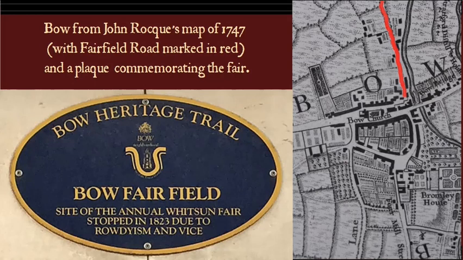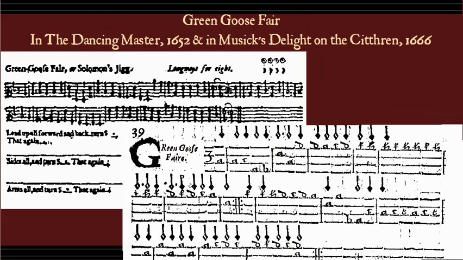Like Buckingham House, there is more than one dance with the name of Green Goose Fair. The first one can be found in The Dancing Master from 1670 onward as an alternative name for Solomon's Jig, which first appeared in the second edition of 1652. It's also found in Music's Delight on the Cittern in 1666. The second dance to Green Goose Fair dates from 1718. The fair itself continued until 1823, when it was stopped due to rowdyism and vice.